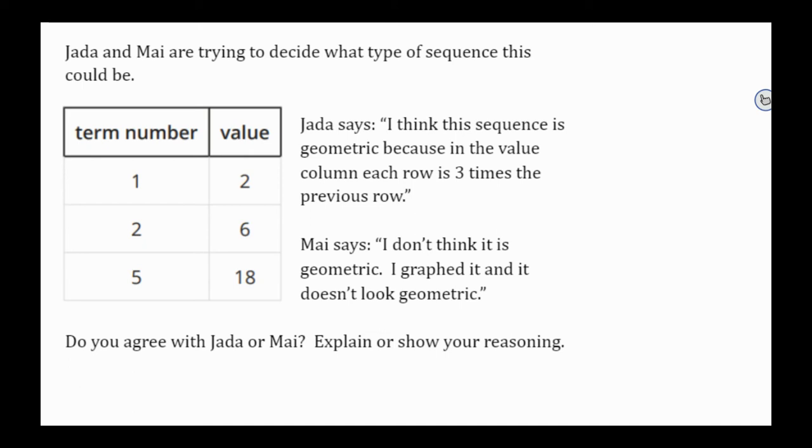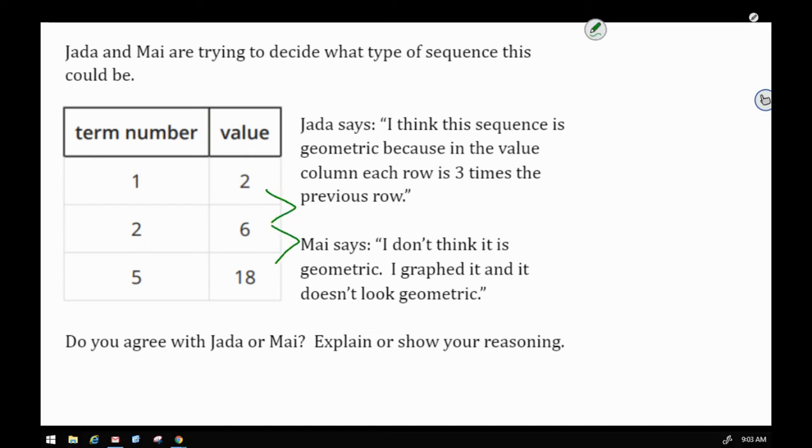So is Jada correct? I thought so. Okay, so Jada's not wrong. Right here, it is multiplied by 3 every time, right? She's not wrong. That's what's happening. But what Vivian was saying is that right here, this goes from 1 to 2 to 5.